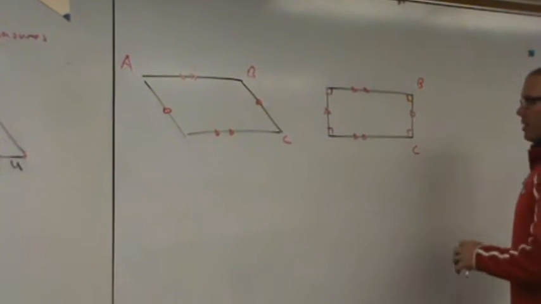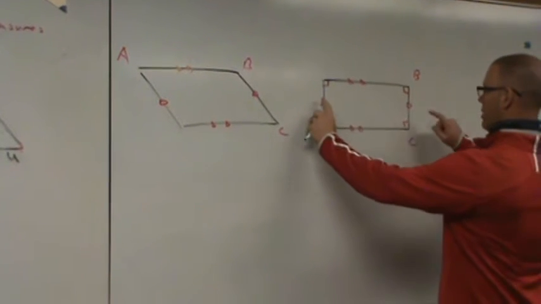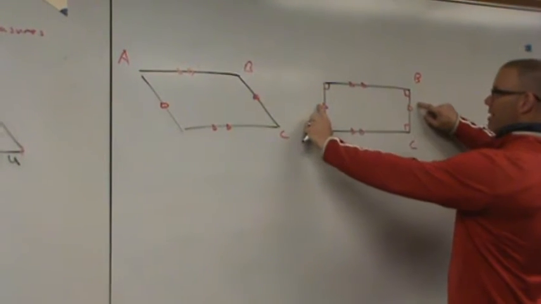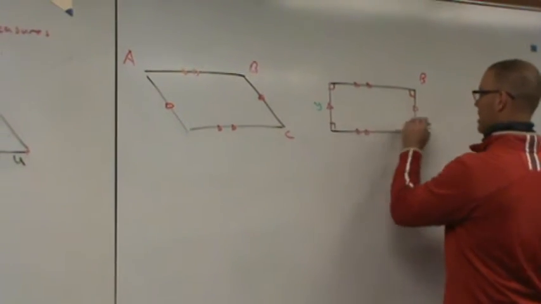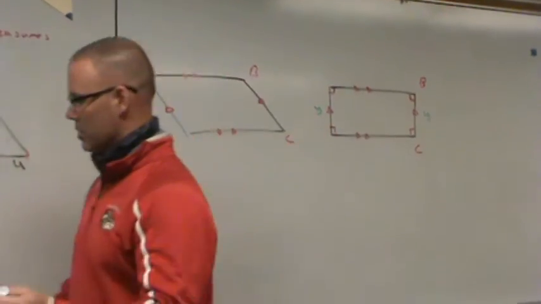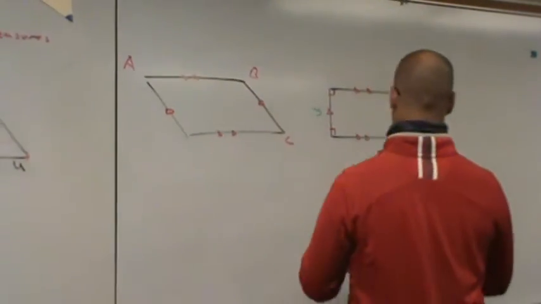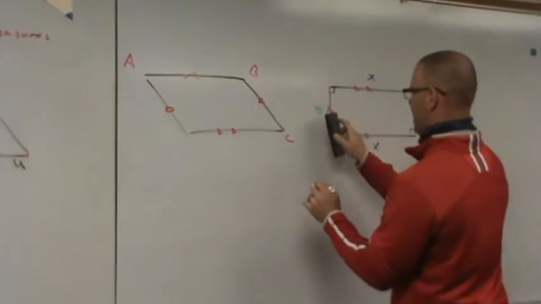What you should know about a rectangle is that it has 4 right angles. You should also know that the opposite sides are parallel, the right and left, and the top and bottom. What you also know about the right and left sides is that they are congruent. I don't know if that shows up very well or not, so I'll use a different color. All right? If the right and left are congruent, the top and bottom are congruent, but they are different lengths.